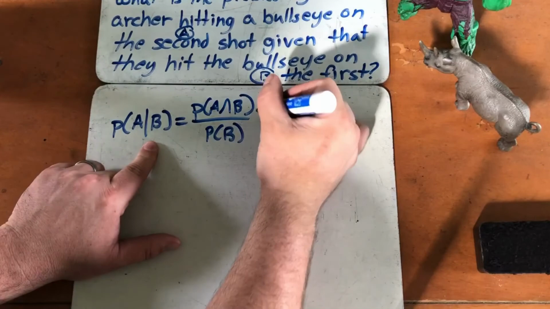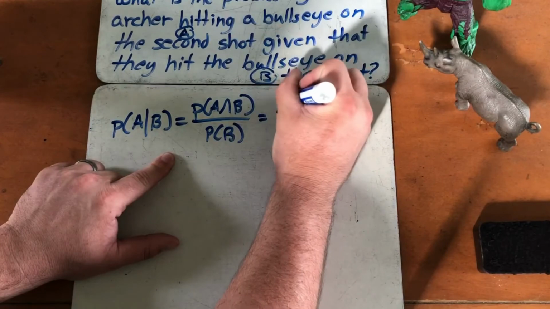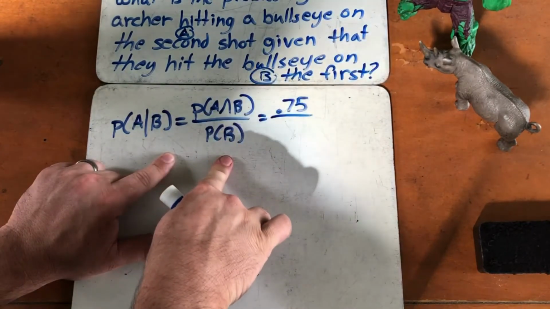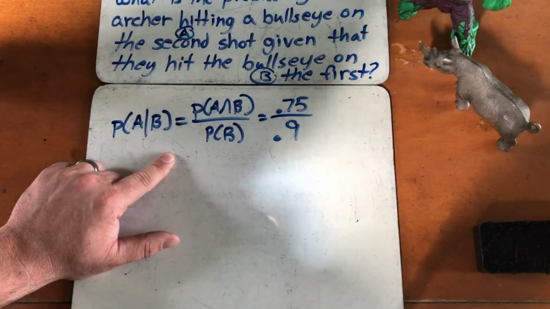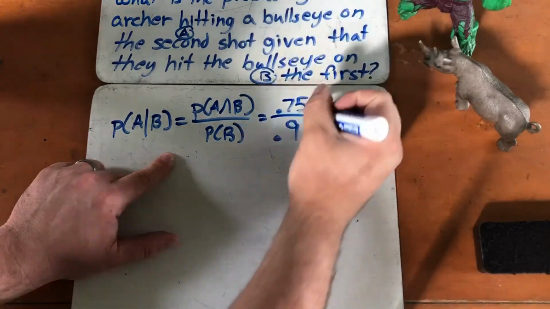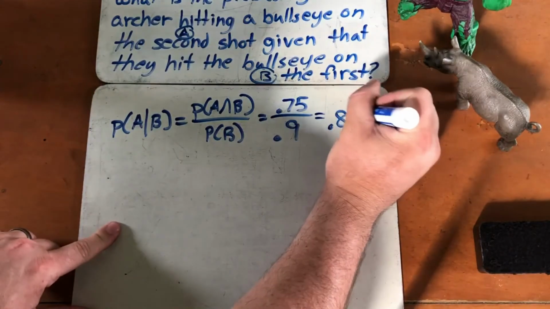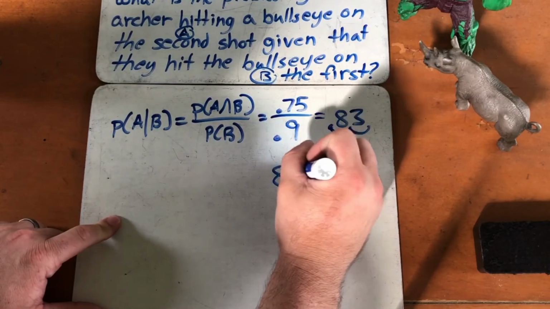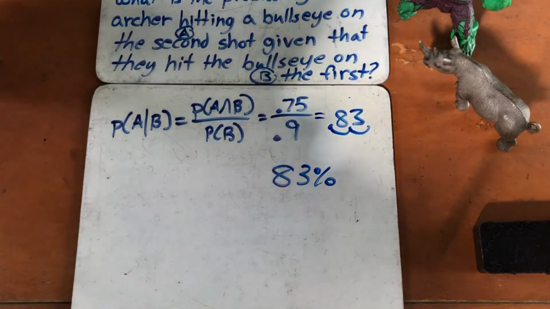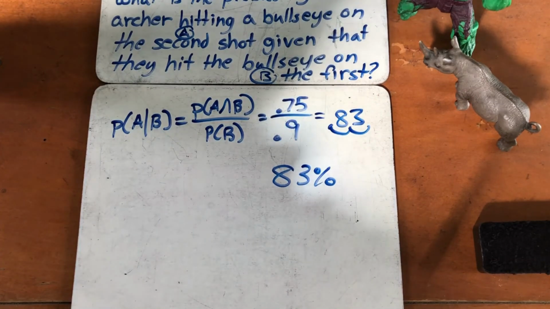All right, so when I do this, the probability of A and B, we're told is 75%, so we're gonna call that 0.75, divided by the probability of B, which is 0.9. All I did was convert those percentages to a decimal instead of a percent. So when I do 0.75 divided by 0.9, I end up with 0.83. And if I move the decimal 2 units to the right, I end up with 83%. So the probability of hitting a bullseye on the second shot, given that they hit a bullseye on the first shot, is 0.83, or approximately 83%.